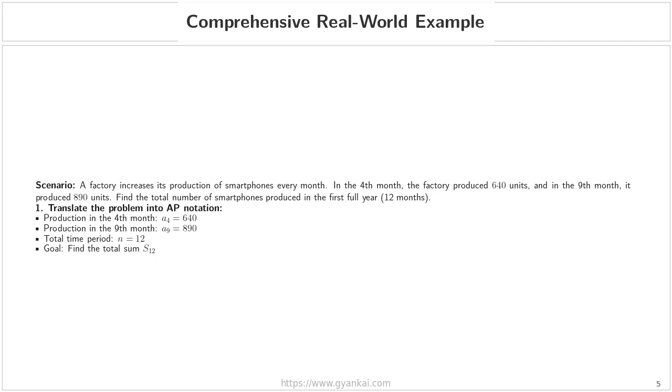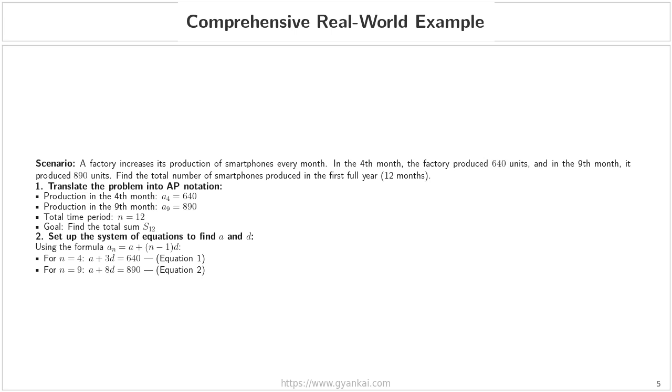Step 1, translation. We need to decode this word problem into our AP notation. From the text, we can see that the production in the 4th month, which we call a sub 4, equals 640. The production in the 9th month, or a sub 9, equals 890. Since we are looking at a full year of monthly production, our number of terms, n, is 12. Our ultimate goal is to find the total accumulated sum, which we denote as S sub 12.